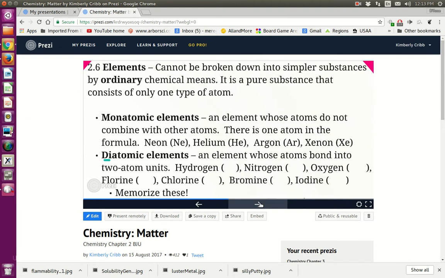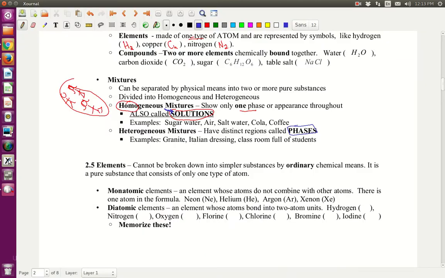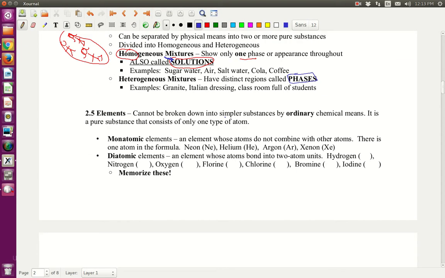Okay, and that brings us to elements, and I'm going to go back to our notes so I can write. Okay, elements cannot be broken down into simpler substances by ordinary means. That's the key, by ordinary means. Of course, I can break down an element and make an atomic bomb and things, but I'm talking about ordinary means. Monatomic, mono means one. So one atomic, one atom. They're an element whose atoms do not combine with other atoms, and there is one atom in the formula. Neon, helium, argon, and xenon. They all have one atom.